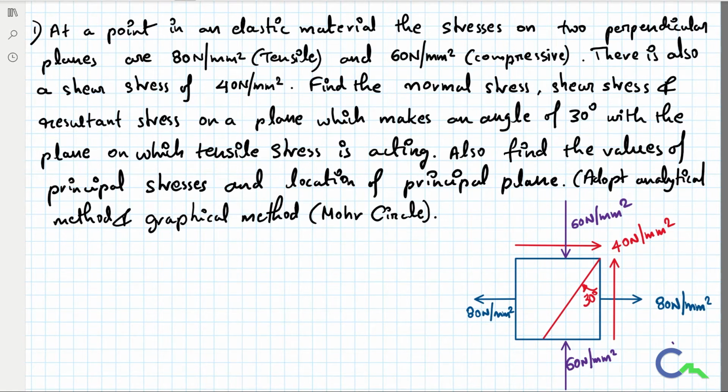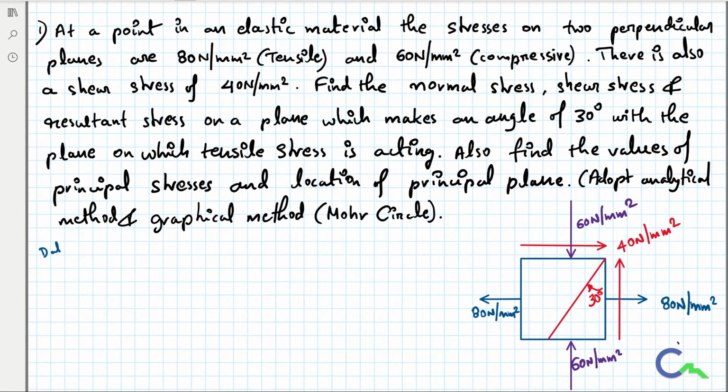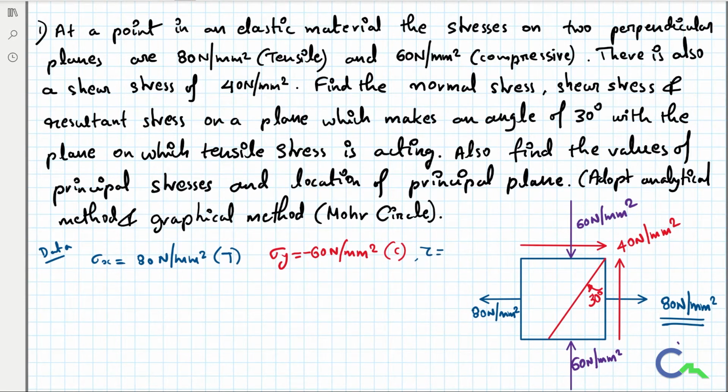So from the given question I can take down this data. Initially they gave in the x direction, that is sigma x, 80 Newton per millimeter square is the stress going to act. So that is tensile since it is moving away from the object. Then sigma y, that is 60, I'm going to take it as negative because it is compressive, it is moving towards the object. Then tau value, shear stress they gave, 40 Newton per millimeter square.